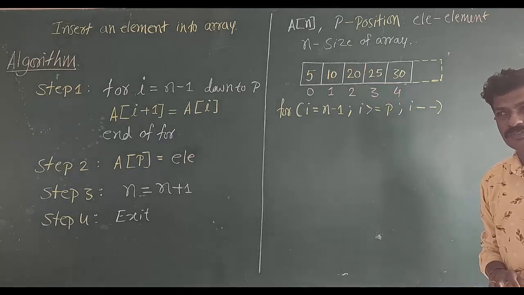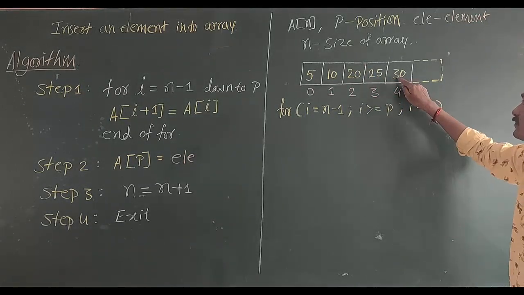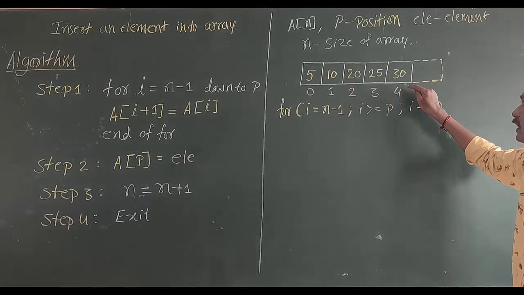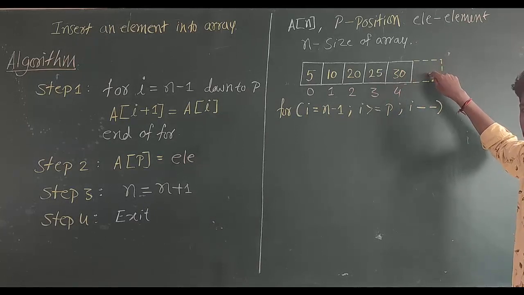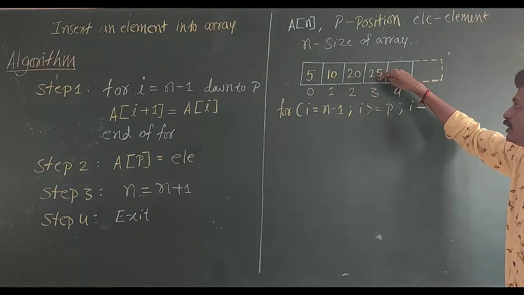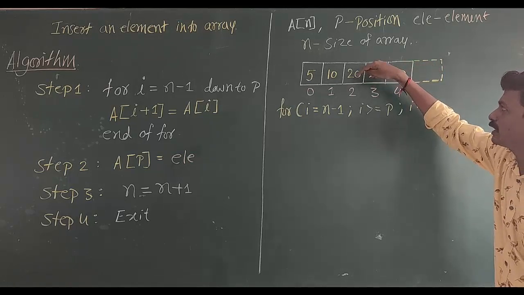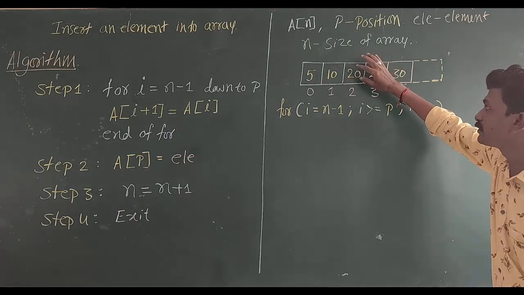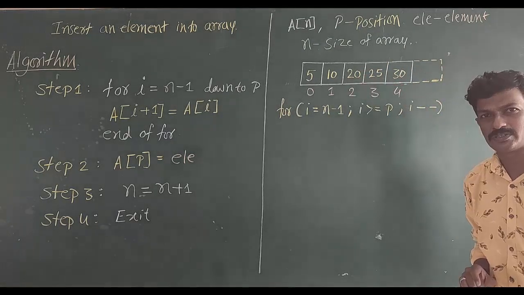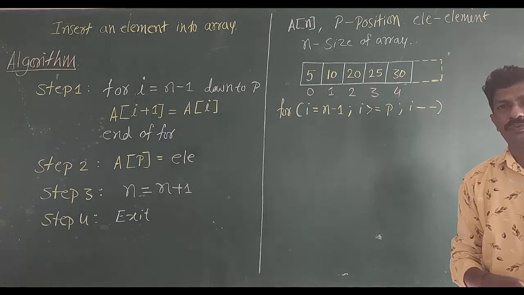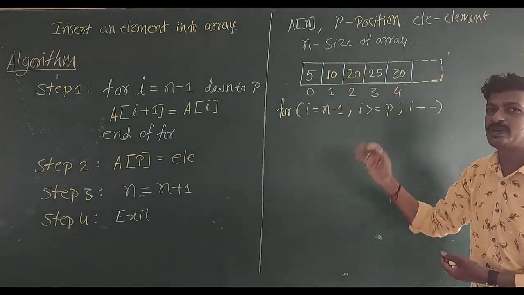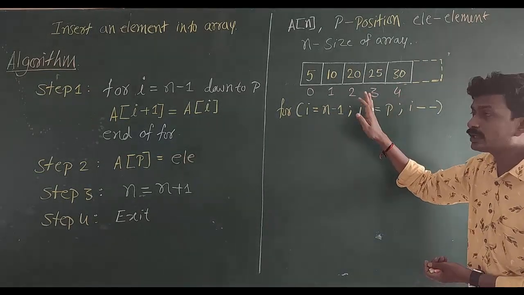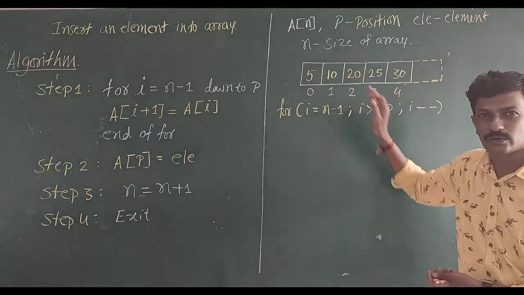Then what I have to perform is to shift the elements located at particular positions to their next positions. I need to shift element 4 to its next position, element 3 to its next position, and element 20 to its next position. Then only is it possible to insert element 15 at location 2. It's a simple operation: the existing elements should be shifted to a higher index or higher position, and only then is it possible to insert an element at the desired location.